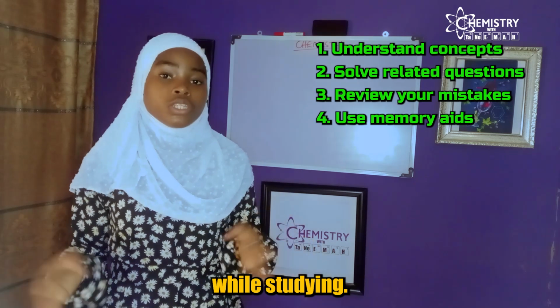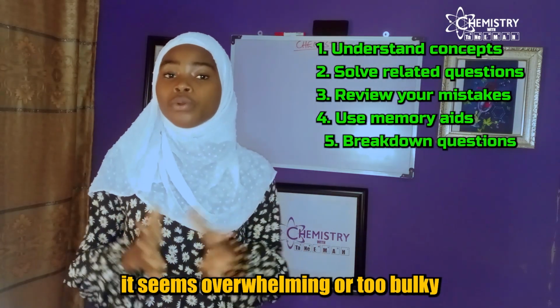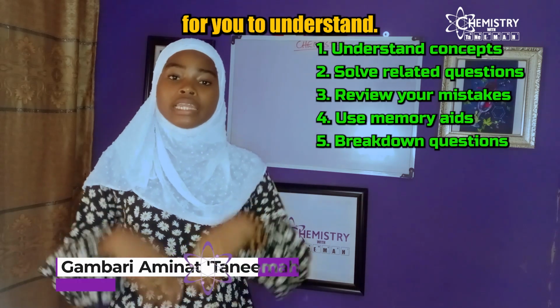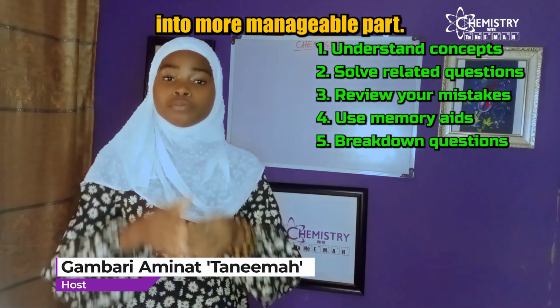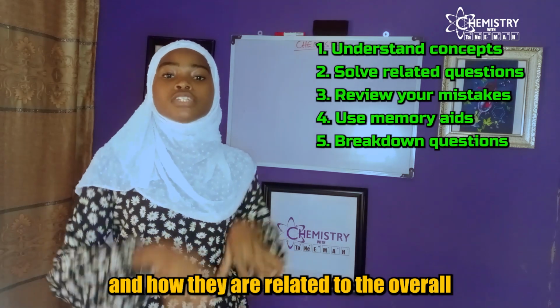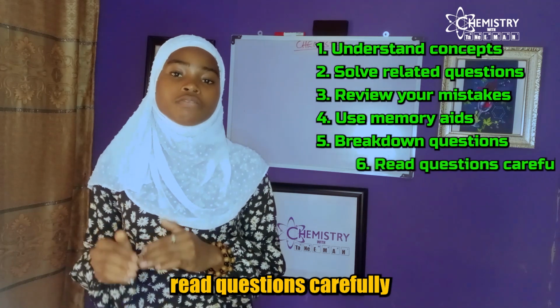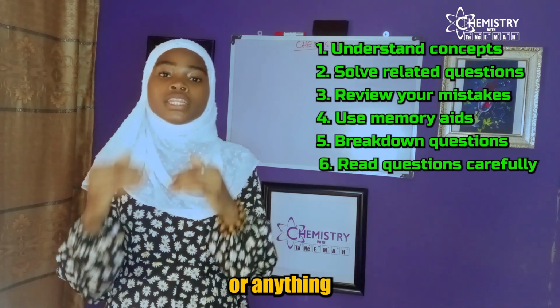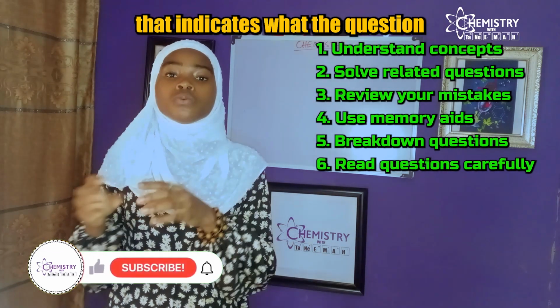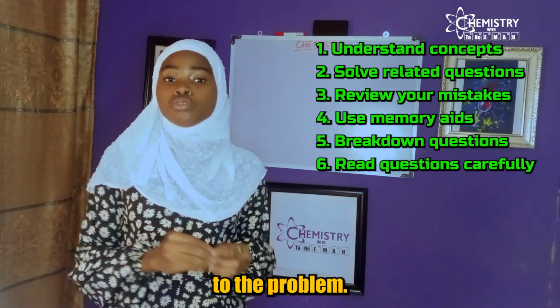Tip number four, use memory aids, visual aids, or techniques that can help you to remember concepts more easily while studying. Tip number five, when solving a question and it seems overwhelming or too bulky for you to understand, break it down into more manageable parts. Try to understand each of these parts and how they are related to the overall question. Tip number six, read questions carefully. Look for keywords or any clues that indicate what the question is asking or that can help you get the solution to the problem.